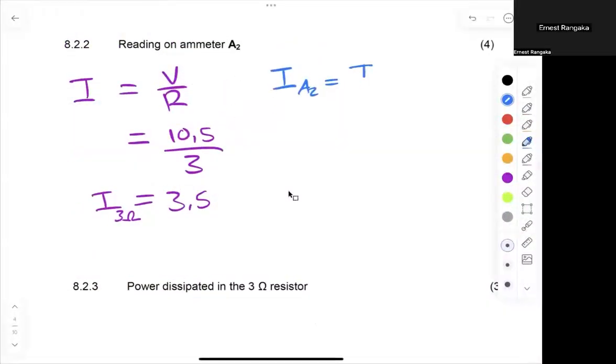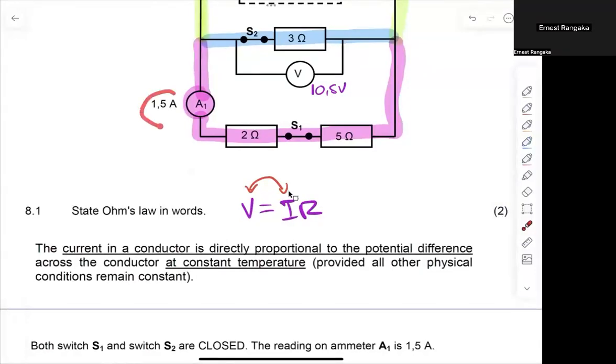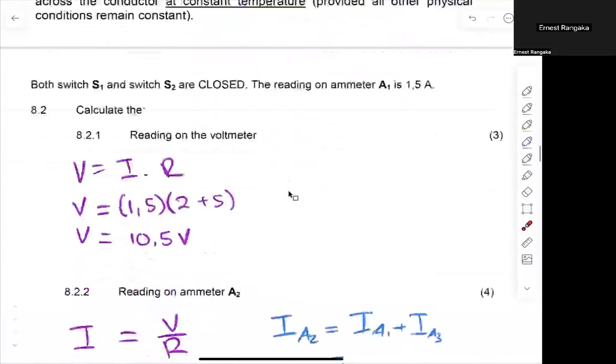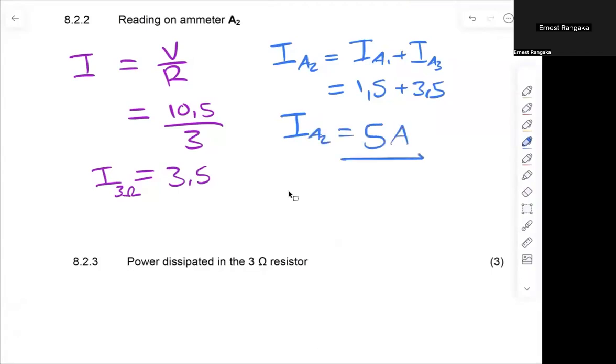Current A2 is going to be the current of A1 plus the current of A3, which we worked out. The current of A1 was given to us already. That was given to us as 1.5 amps. We can see that over there. The other one, A3, we just worked out, so we can put that in there. And then we end up with 1.5 plus what we just worked out, 3.5. And then we know that the current on A2 is going to be a total of 5 amps as my final answer.